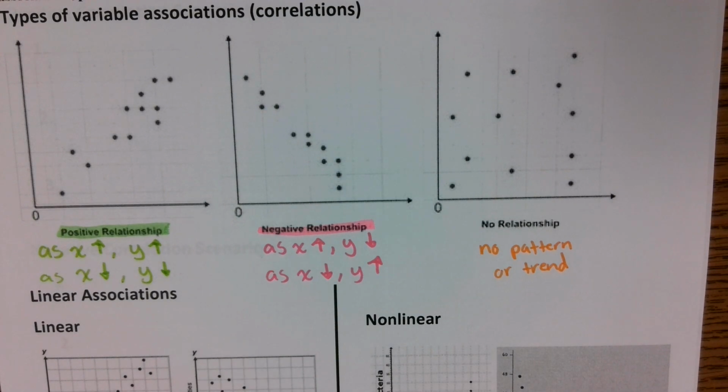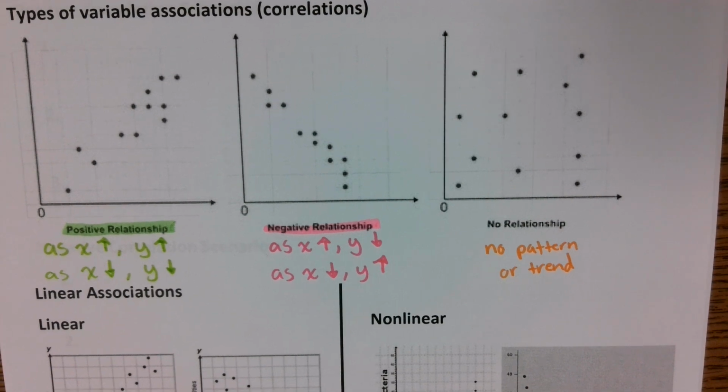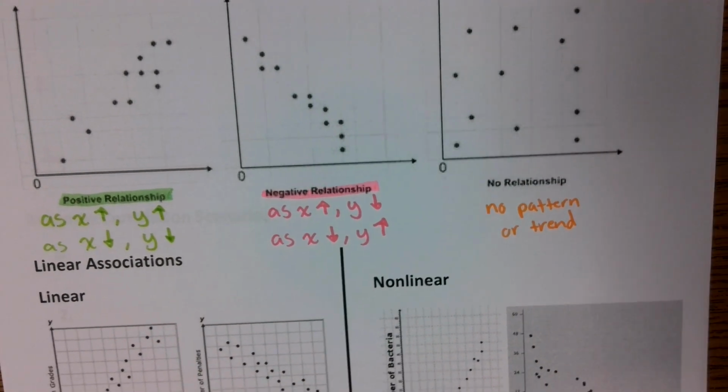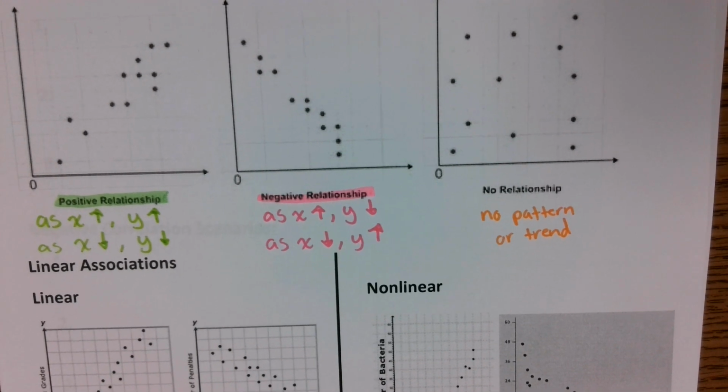You cannot follow the relationship whatsoever because they are not relatable. They have no relation to each other. So that's our variable associations.